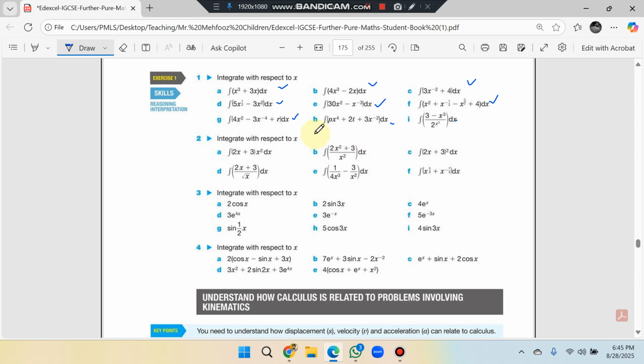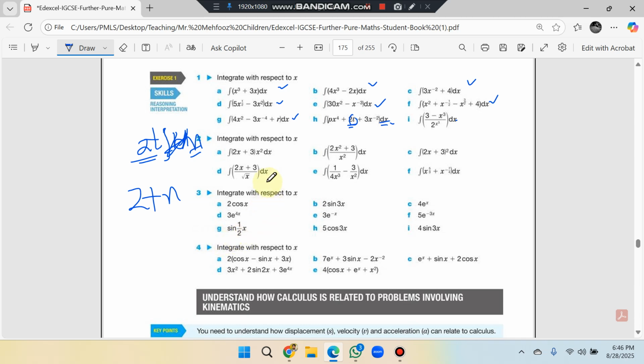Now in part H you can see that we are integrating with respect to x, but here is 2t. It means that this is a constant term, and a constant term stays as it is outside the integration, and the integration of 1 dx is x, since the d is cancelled out by the integration. So the integral is 2t x, because 2t is a constant term.